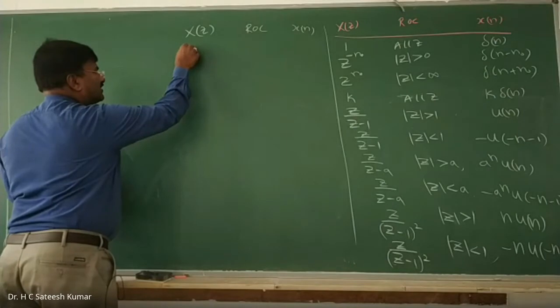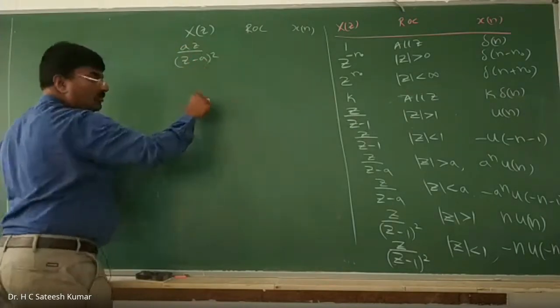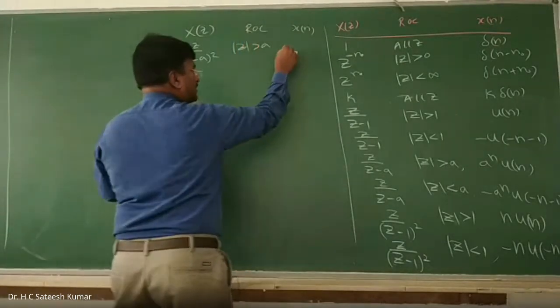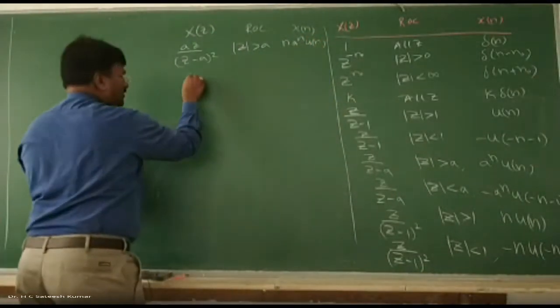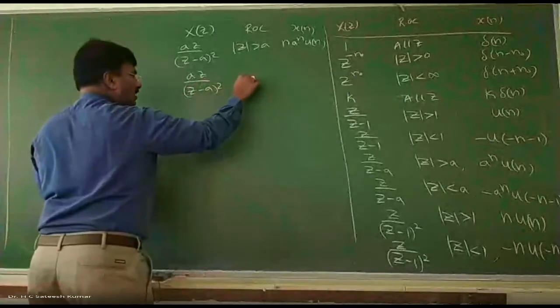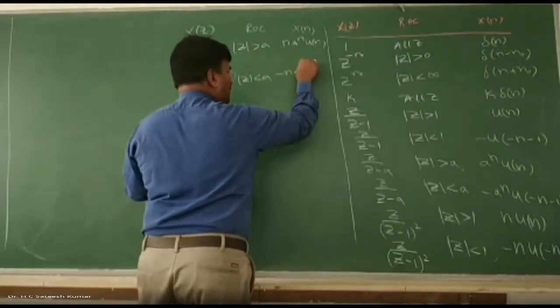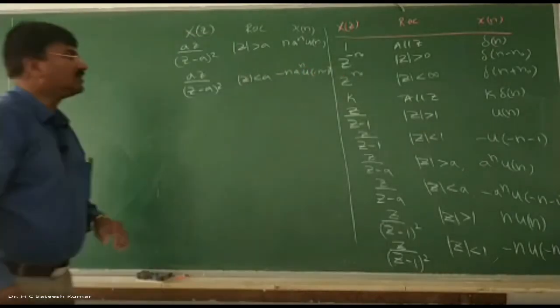X of Z is AZ divided by Z minus A whole square with ROC magnitude of Z greater than A. What do we have? N into A power n into U of n. Same, AZ divided by Z minus A whole square with mod Z less than A leads to minus n into A power n into U of minus n minus 1. Okay, right? So this is the way.